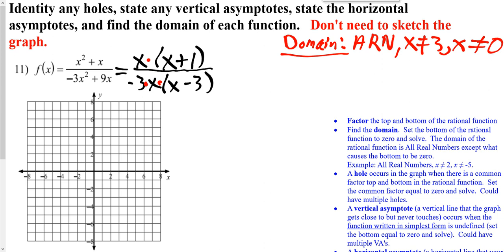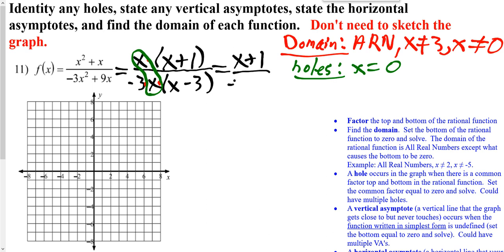Now, holes occur when you have any common factors, top and bottom. And that would be an x in the top and an x in the bottom. So you set that common factor equal to 0, and you get x is equal to 0. Now, I'm going to look at what's left for the simplified version. That works well for finding the other things. Then we can find our vertical asymptotes, and that happens when the bottom is equal to 0. So I'm going to take the part with the variables in it, set it equal to 0, x minus 3 is equal to 0, solve that, and I get x is equal to 3.